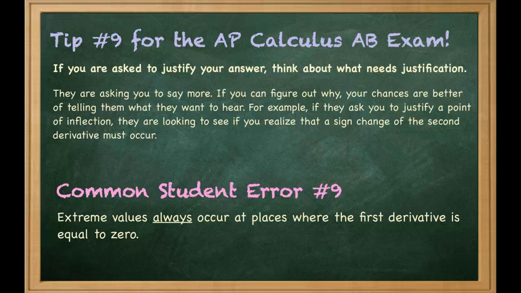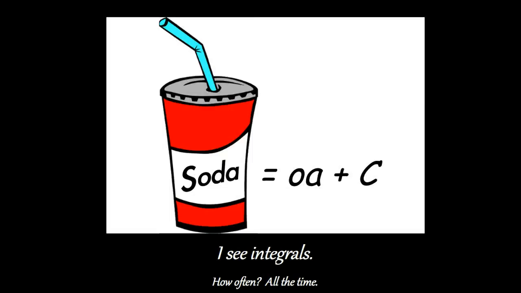Common student error number 9. Extreme values always occur at places where the first derivative is equal to 0. Not always, as we discovered in this lecture. Extreme values occur at places where the first derivative is equal to 0, as well as at endpoints of an interval. That's it for today's lecture, and that concludes our AP Review unit.